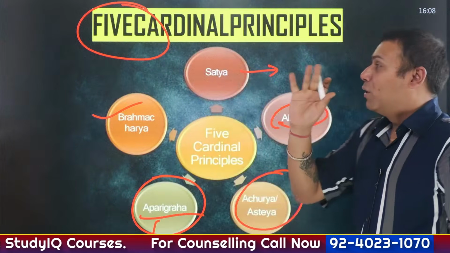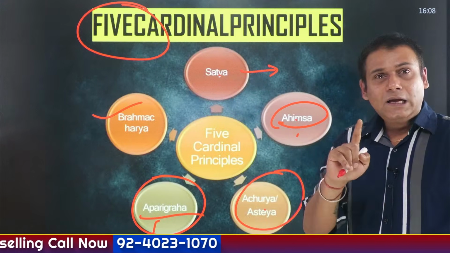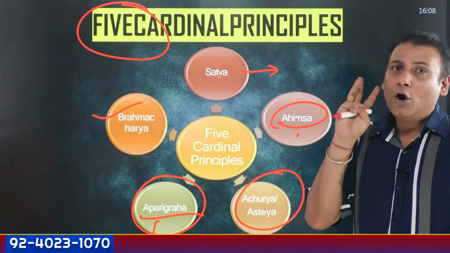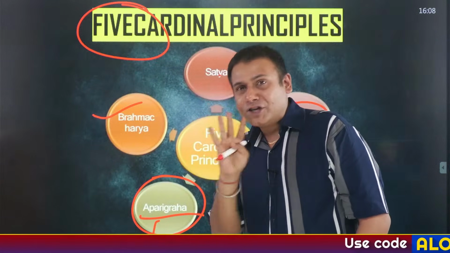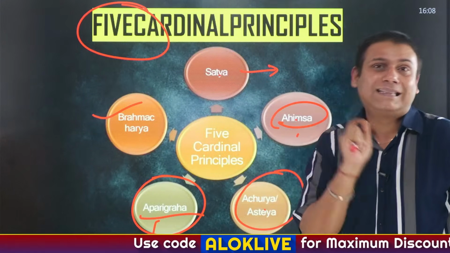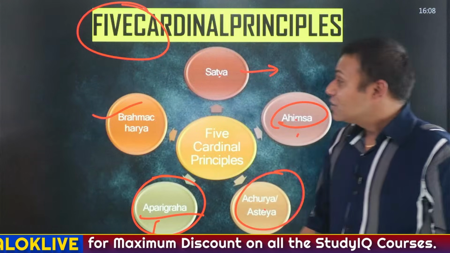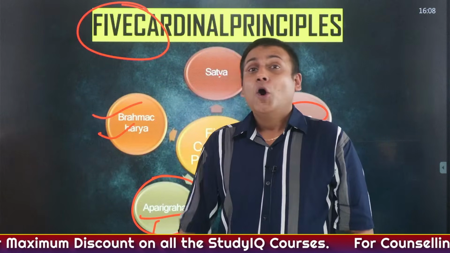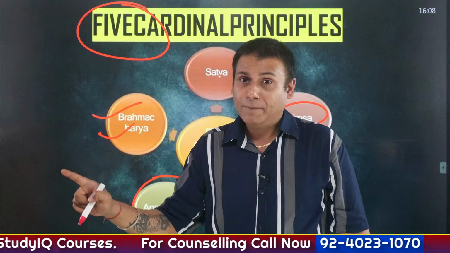Now just remember one thing. The first four principles, that is Satya, Ahimsa, Asteya or Achurya, which is non-stealing, and Aparigriha, which is non-possession, were all given by the 23rd Tirthankar, Parshavnath Ji. Only the last principle, Brahmacharya, was given by the 24th Tirthankar, Vardhaman Mahavir Ji.